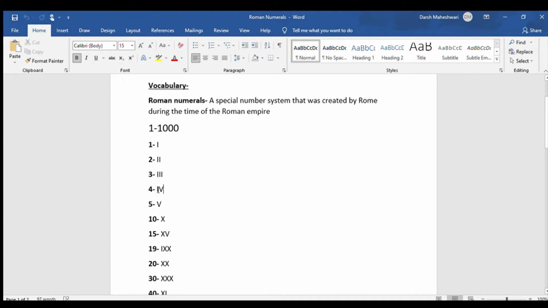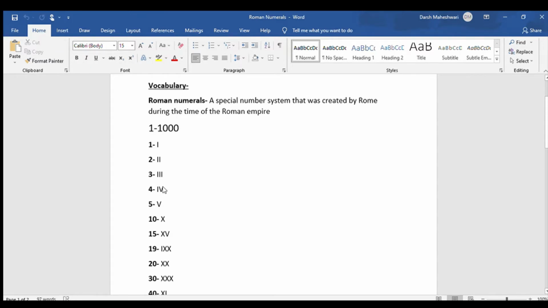But the reason 4 is IV is because they didn't want to do IIII. They thought that was too long for one number. So instead, if you put a 1 in front of it, it's like you're subtracting 1 from 5. So 5 minus 1 would be equal to 4. So that's why it's IV. That's how it's going to work for everything.